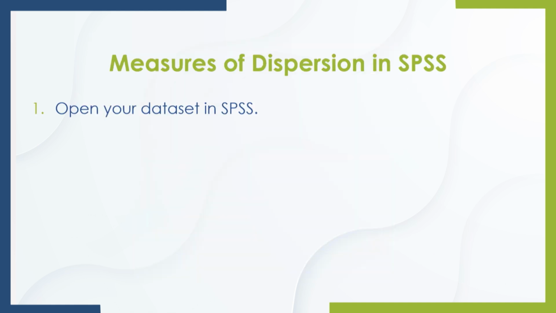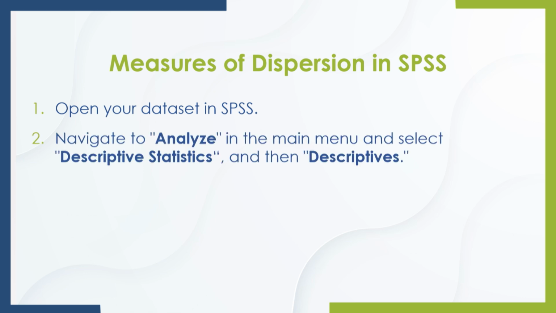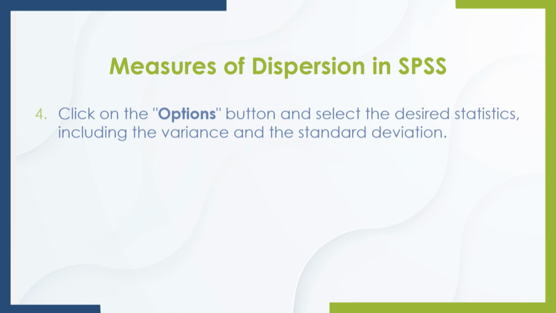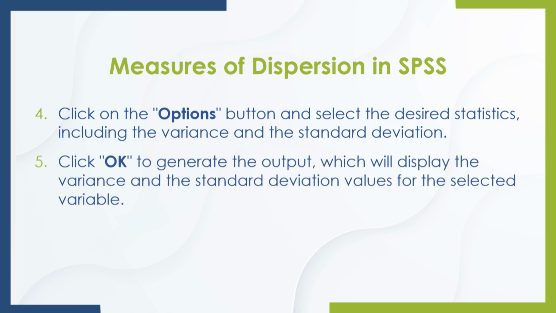Measures of dispersion in SPSS. First, open your data set in SPSS. Then navigate to the Analyze menu in the main menu, select Descriptive Statistics and then click Descriptives. In the Descriptives dialog box, select the variable for which you want to calculate the variance and the standard deviation. Then click on the Options button and select the desired statistics, including the variance and the standard deviation. Finally, click OK to generate the output, which will display the variance and standard deviation values for the selected variables.